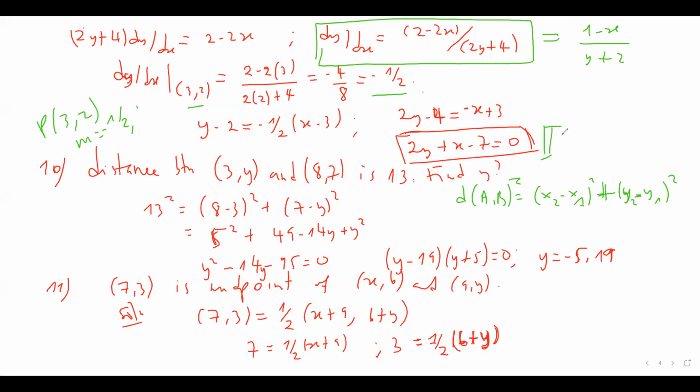So now what we do is make the substitution. The distance is 13, so 13 squared equals (8 minus 3) squared plus (7 minus y) squared. Then you can substitute and expand, so you have 5 squared plus 49 minus 14y plus y squared. You can put everything together and you have y squared minus 14y minus 95 is 0. You can factor it as (y minus 19)(y plus 5) is 0. And then you have y is equal to minus 5 and 19.